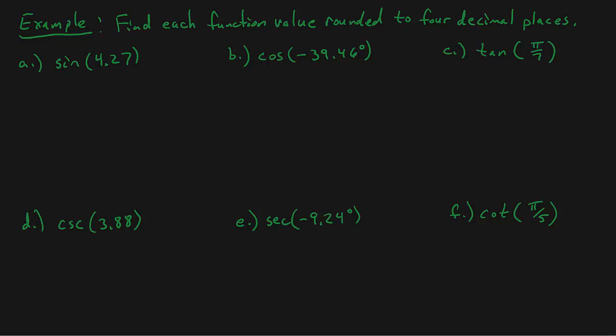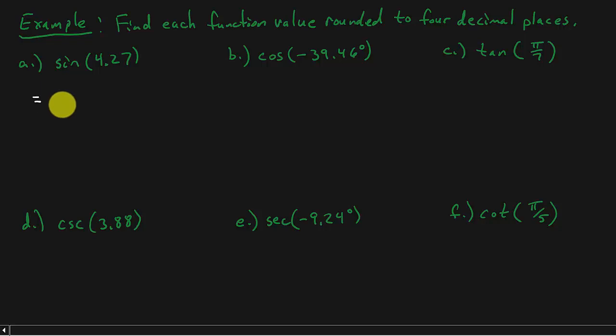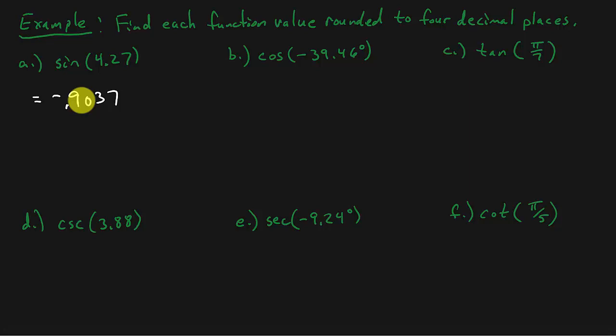So sine of 4.27, rounding to 4 decimal places, is negative 0.9037. This is a 3. I know it doesn't look like one, but that's a 3. And that is a decimal point on the 9. Now, I don't know if you got that right or not. If you got that wrong and you punched it into your calculator, I bet you I know why.